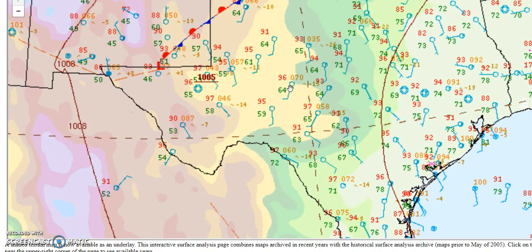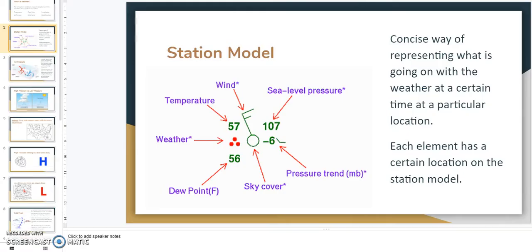So what they're going to do with the circle is they're going to color it in based on cloud cover. So for instance, out here near El Paso, it's actually overcast because they colored the circle in completely. But most of the other locations in Texas are either clear or they are almost clear. All right, so the circle marks your location on the map, and then the circle is colored in based on cloud cover. The next thing we have is a wind vane, basically.